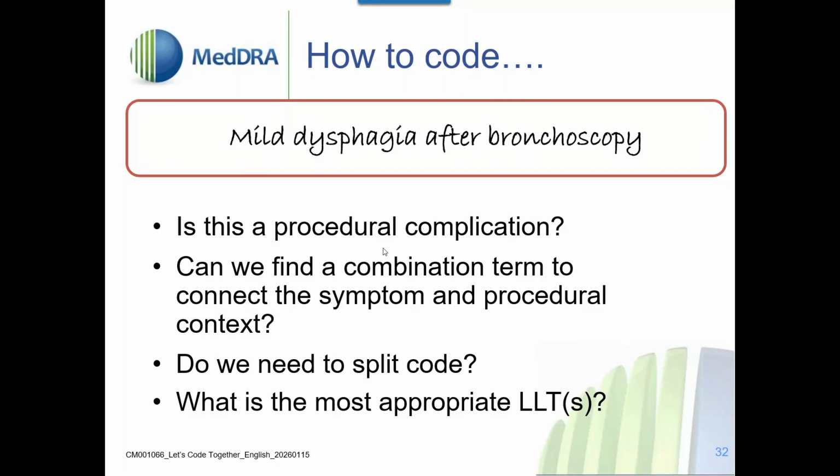So is the dysphagia related to the bronchoscopy, or is it a temporal relationship? Can we find a combination term that connects the symptom and the procedural context here? Do we need to split code for the dysphagia and the bronchoscopy, or what would be the most appropriate LLT? So that's how this one, I think, is a simpler one.